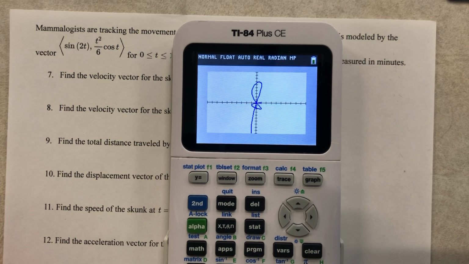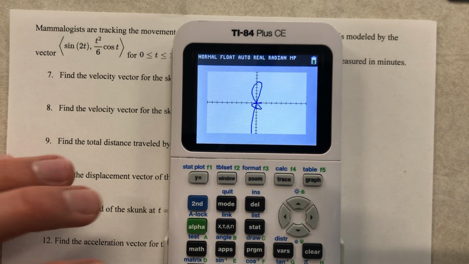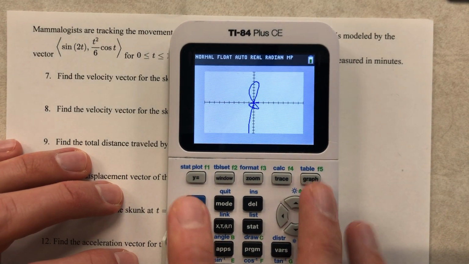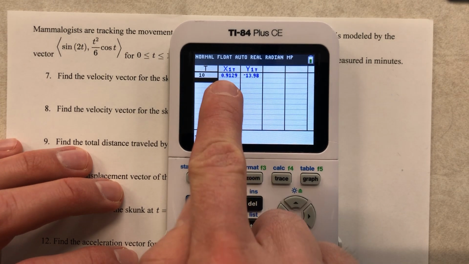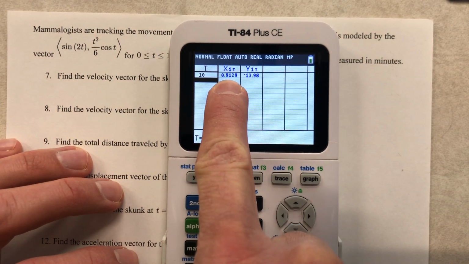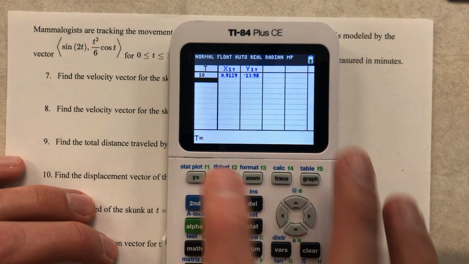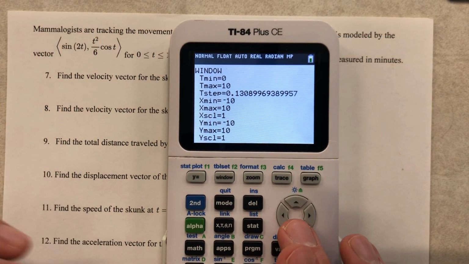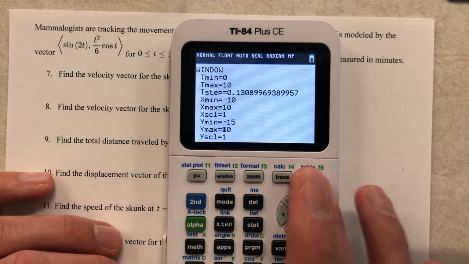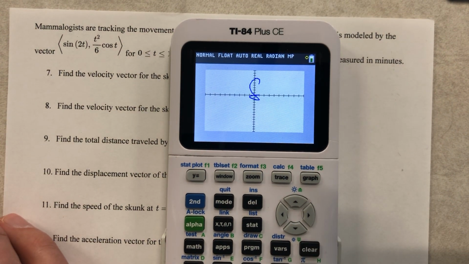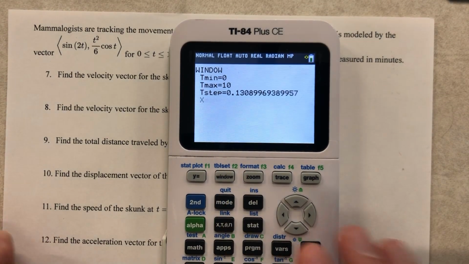Whoa, now, where'd my skunk go? All right, I'm not sure what happened to him down here. Let's find out. When you don't know, you can go to the table. So I want to know what happened at 10. Okay. He was 0.9 to the right and negative 14-ish down. So I'm going to readjust this a little bit here. I'm just messing with it just to figure out what I can do. So negative 15. There goes my skunk. There he is. All right, I'm going to adjust a little bit more.